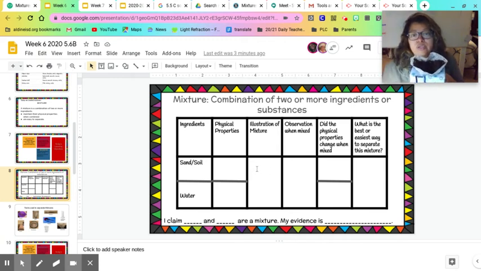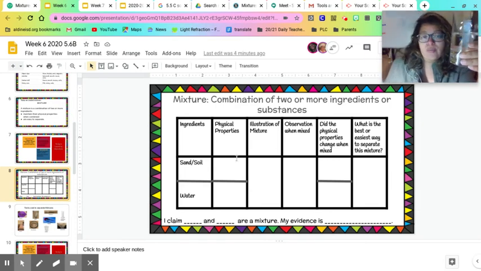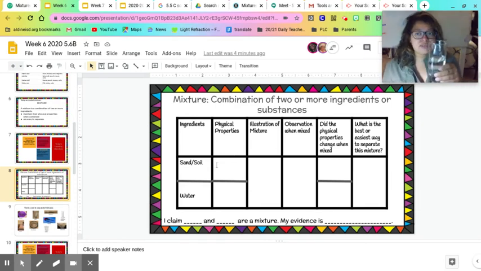So now you're going to illustrate this mixture in just a second. Let's continue with physical properties of water. I can describe water as being clear, tasteless, odorless, wet maybe. And it is a conductor of thermal energy and a liquid because it takes the shape of its container.